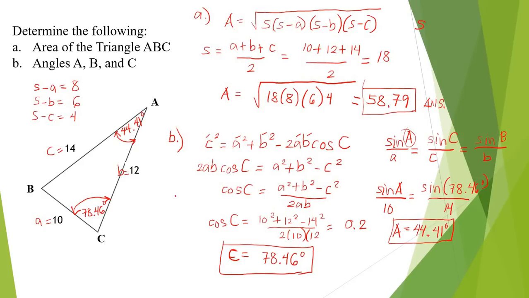Now, of course, we can still use the sine law to solve for our angle B. However, it would be more direct to add these angles and subtract that from 180 degrees, such that we can determine directly the angle B. 180 degrees minus 44.41 plus 78.46. Our B should be equal to 57.13 degrees.